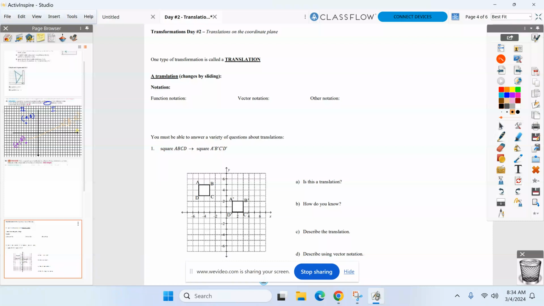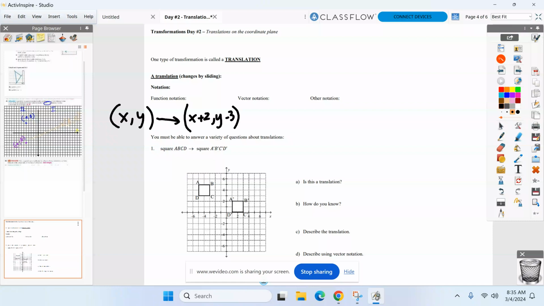First way, it's called function notation. All right. Function notation. That's x comma y. So you'll always start off with the x comma y. And then you'll see the arrow. And then in the next set of parentheses, it's going to tell you what we're doing to x and y. So in here, I'm going to write the x is going to go +2 and the y is going to go -3. And we'll talk about what that means right now. So right there, that is one way to write a translation, and it's called function notation.